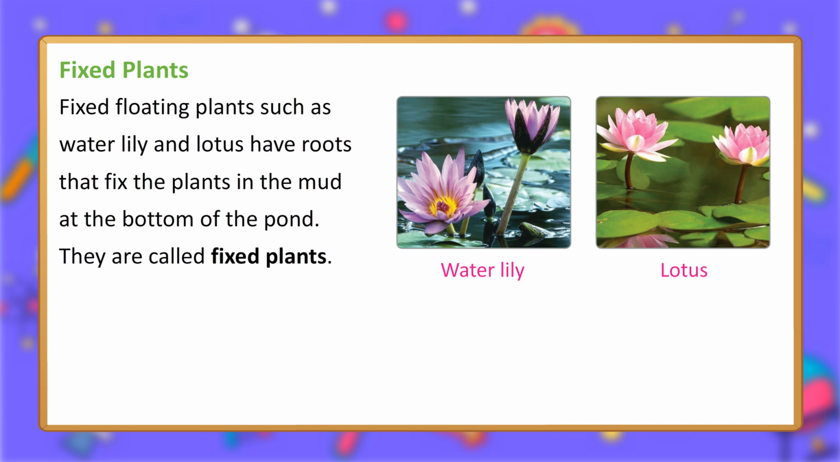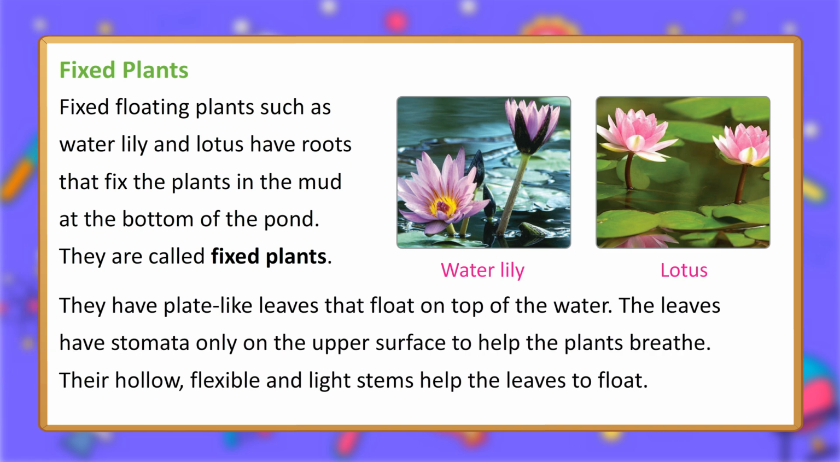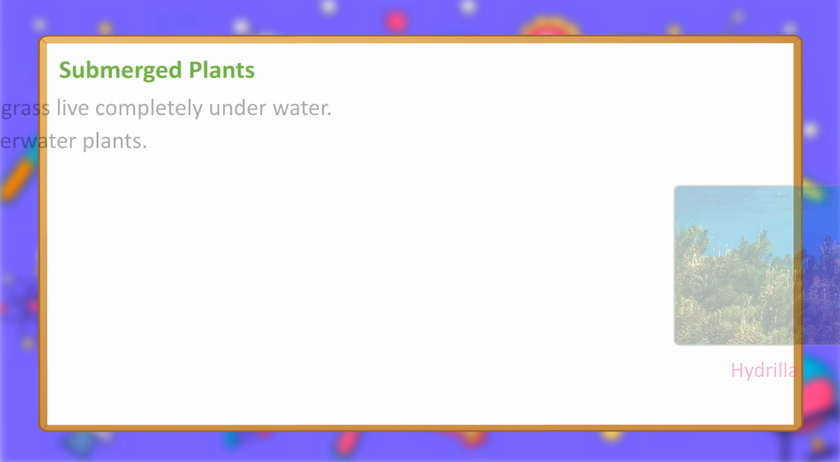Fixed plants. Fixed floating plants such as water lily and lotus have roots that fix the plants in the mud at the bottom of the pond. They are called fixed plants. They have plate-like leaves that float on top of the water. The leaves have stomata only on the upper surface to help the plants breathe. Their hollow, flexible and light stems help the leaves to float.